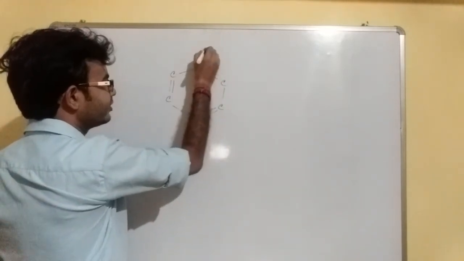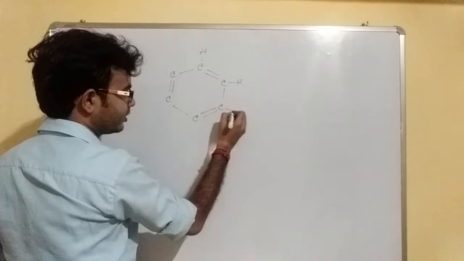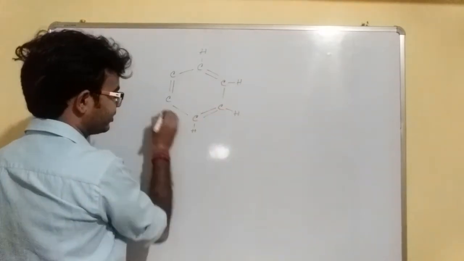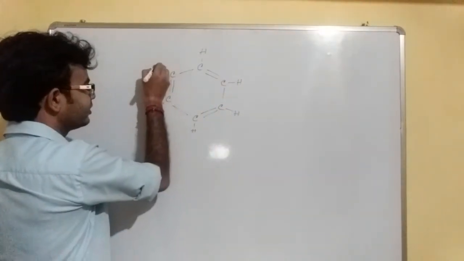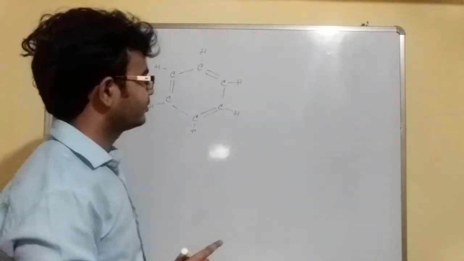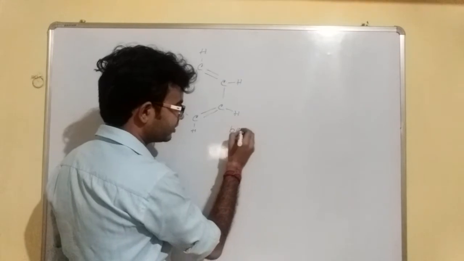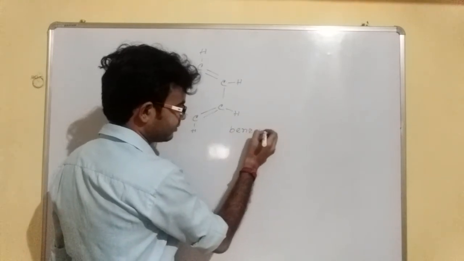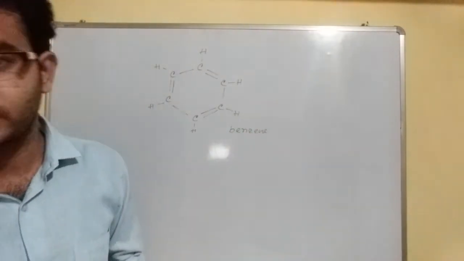Now, if we fill the carbon chain with hydrogen, we have to put one hydrogen here, one hydrogen here, here one hydrogen, here also one hydrogen. Now, what is the name of this compound? You have to remember that the name of this compound is benzene.